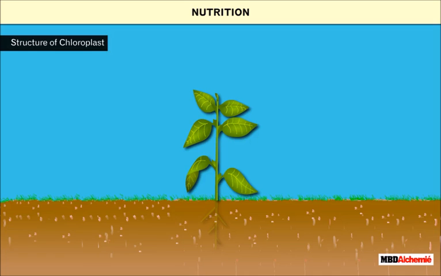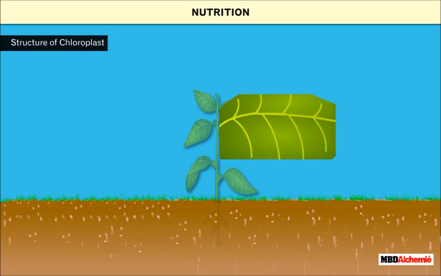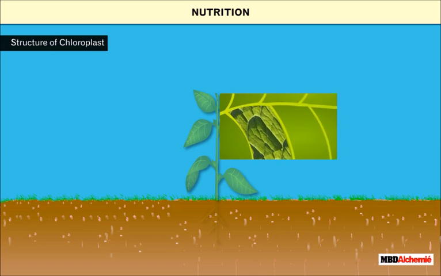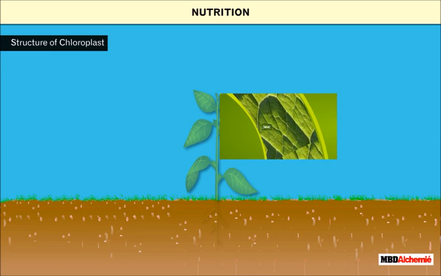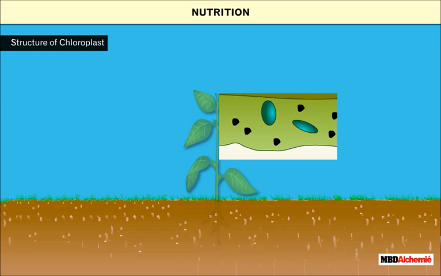Chloroplasts are present in the green part of a plant, mainly on leaves, and are responsible for photosynthesis, the vital process on which the life of an organism depends. Here, the ultrastructure of a leaf is shown with its cell structure.